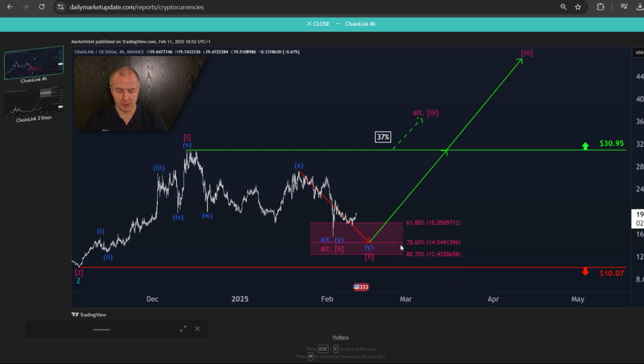So I think it's looking quite promising. We have to see if the market really turns around here and if the bulls turn up over the coming trading sessions. That's the update about Link.